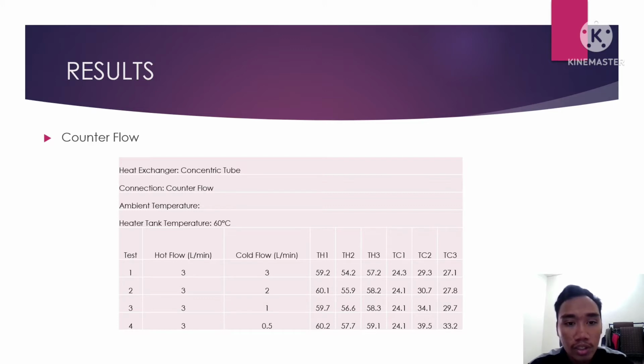For each configuration, we did 4 test runs, and for each run, we keep the flow rate of hot water constant at 3 liter per minute, and we change the flow rate of cold water to 3 liter per minute, 2 liter per minute, 1 liter per minute, and 0.5 liter per minute. Then we record the results for TH1, TH2, TC1, and TC2. Since we are using the TD360A device, TH3 is the average hot water temperature and TC3 is the average cold water temperature.